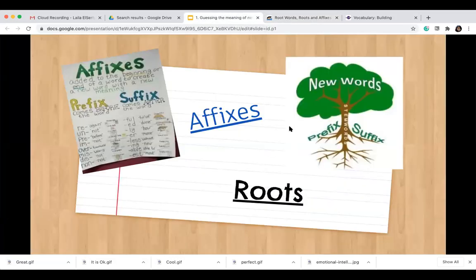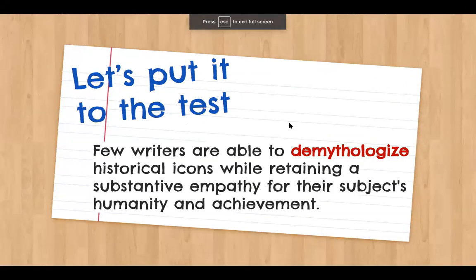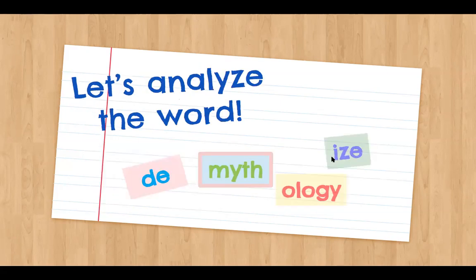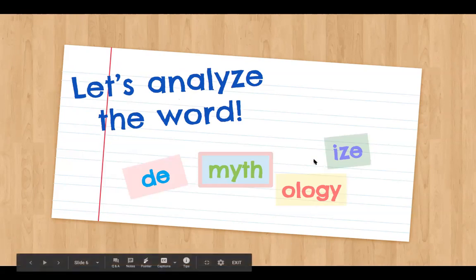Let's put this to the test. Look at the word demythologize in the example here. Few writers are able to demythologize historical icons while retaining a substantive empathy for their subjects' humanity and achievement. We want to guess what the word demythologize is by breaking it into smaller chunks. If we break it, we can get de, myth, ology, and ize.